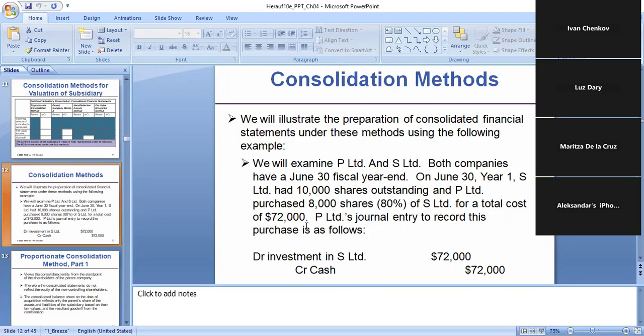So in this case, it will be simple. Parent is going to show an investment on their books, and they're going to pay cash of $72,000. That's about it. There's nothing scary here.